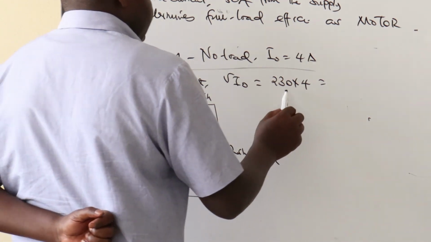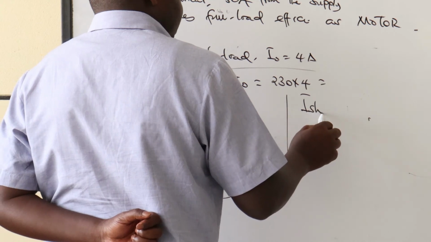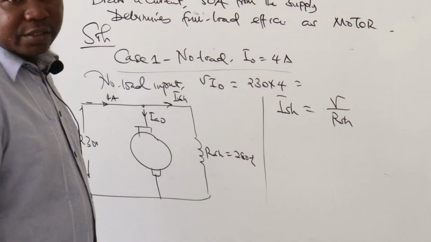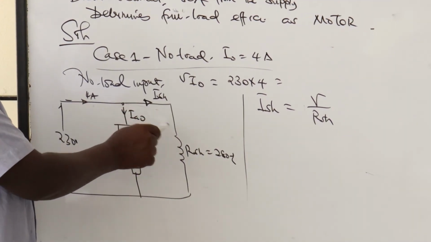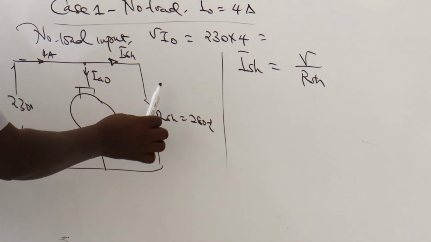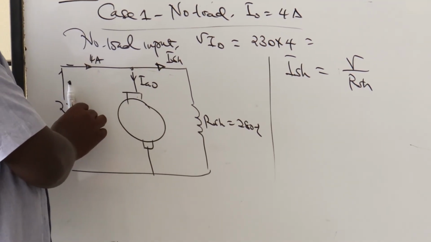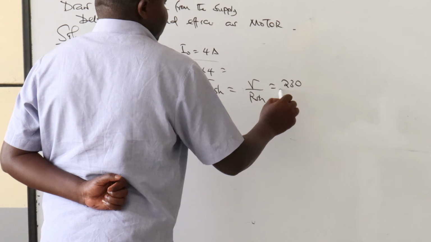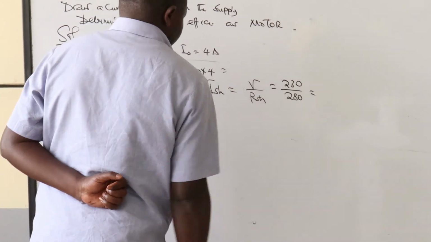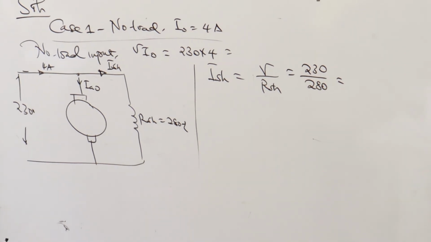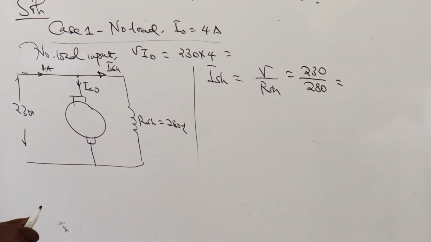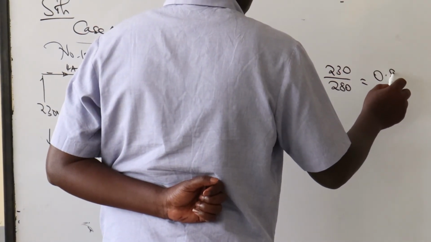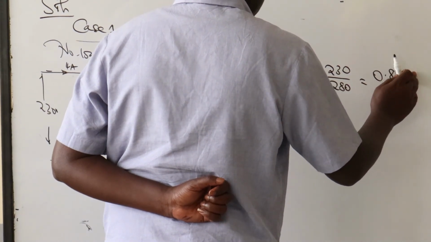And then what will be the I shunt? I shunt is V over R shunt, so that we get the current moving to the field, since they are in parallel to the supplied voltage. So this is 230 divided by 280, which is 0.82 amps.